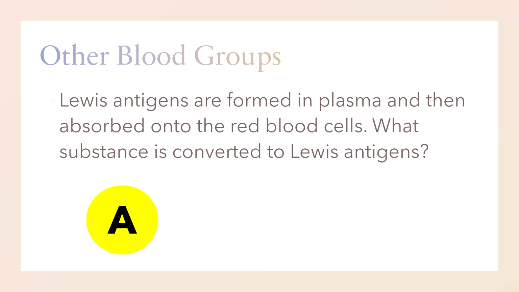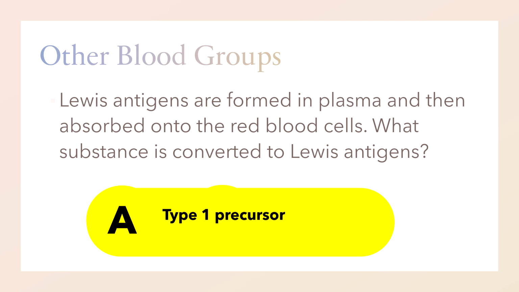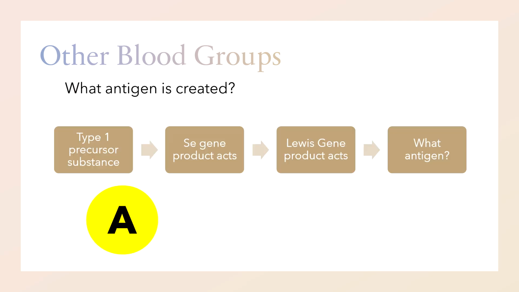What substance is converted to Lewis antigens? Type 1 precursor substance. What antigen is created? I have type 1 precursor substance. I have the capital SE gene. I have the Lewis gene. What antigen do I get? I get Lewis B.